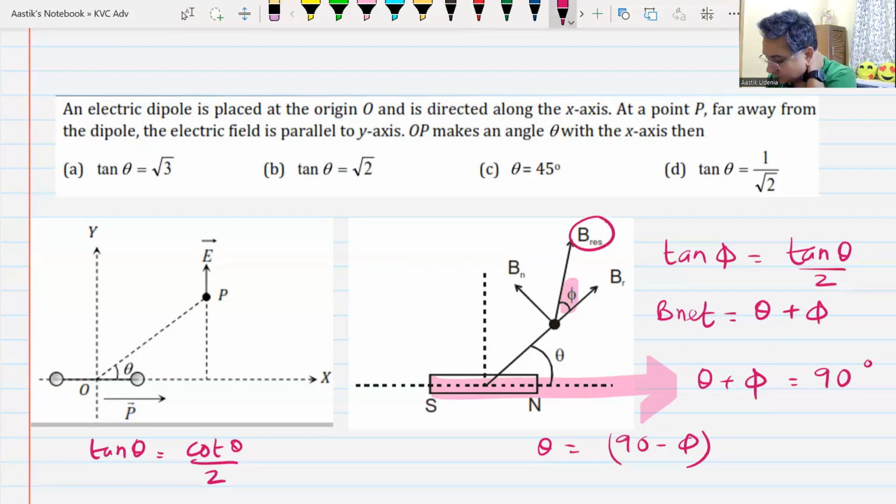Or have I done it wrongly? I think I have done it wrong. Phi is tan theta by 2, so the 2 will come here. See, I always make mistakes with ratios and proportions. So from there you will get tan square theta as 2 and tan theta as root 2. Do we understand this? Yes, sir. This is what you need to understand in questions of this nature.